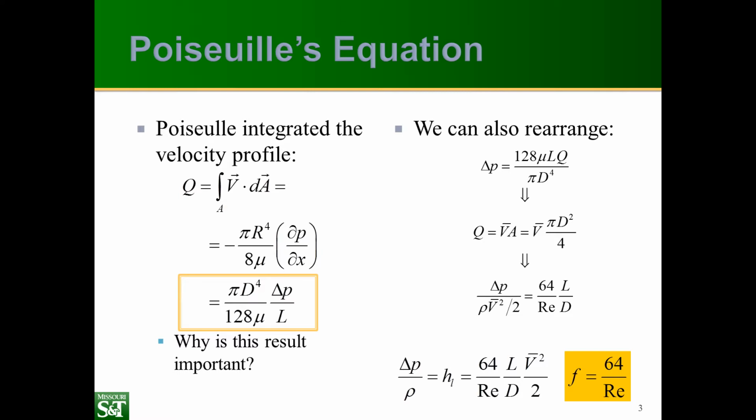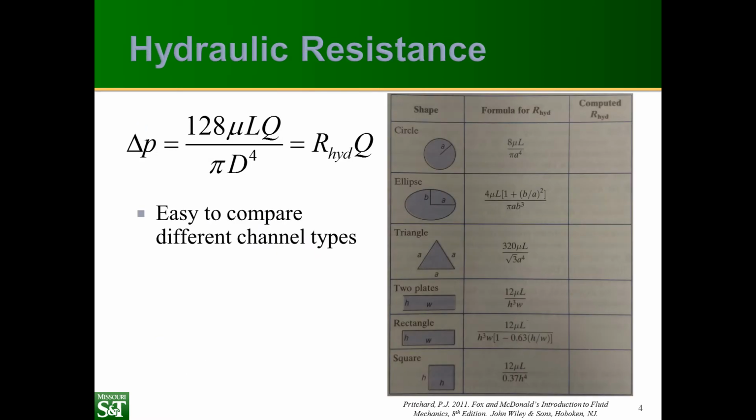Now, it may seem redundant here. We have Poiseuille's equation, so we can obviously see that the friction factor is 64 over Reynolds number from Poiseuille's equation. However, the concept of the friction factor becomes important for turbulent flows, which is going to be our next discussion. We can also convert this to the idea of hydraulic resistance. So we can say that the pressure drop is the hydraulic resistance multiplied by the volume flow rate, and we can come up with a variety of equations for the hydraulic resistance for different types of channels. And then we can use this, or at least the approach, to easily compare different geometries.